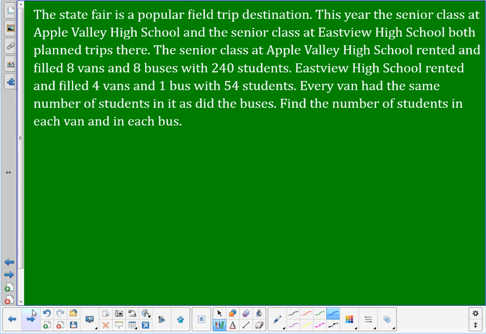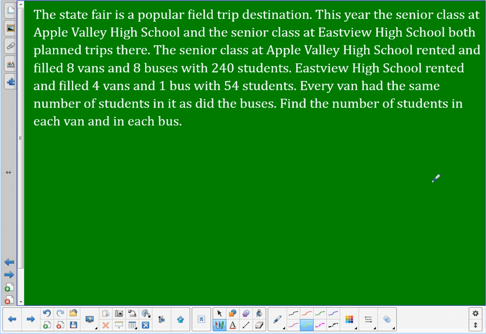The State Fair is a popular field trip destination. This year, the senior class at Apple Valley High School and the senior class at Eastview High School both planned trips there. Senior class at Apple Valley rented 8 vans and 8 buses with 240 students. Eastview High School rented and filled 4 vans and 1 bus with 54 students. Every van had the same number of students as did the buses. Find the number of students in each van and each bus.